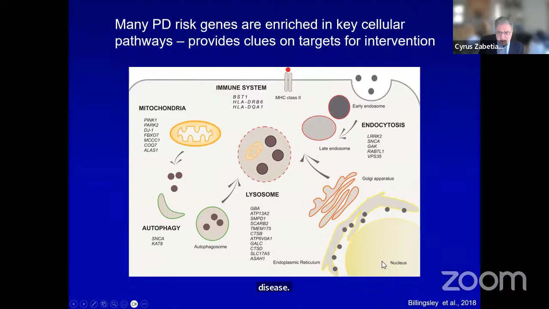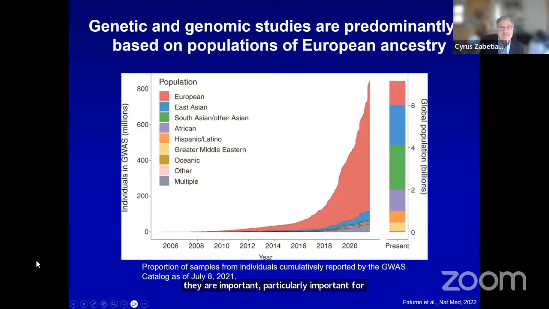So this is a diagram that was done several years ago by Billingsley and Singleton. They essentially stack these genes up by where they fall in terms of biological pathways. You can see you have many genes, including GBA and a number of others, that are involved with lysosomal function. Several are involved in endocytosis, some in autophagy, some in mitochondrial function, some in the immune system. But that gives you a clue that as more and more genes pile up in these specific cellular pathways, they are particularly important for Parkinson's disease.